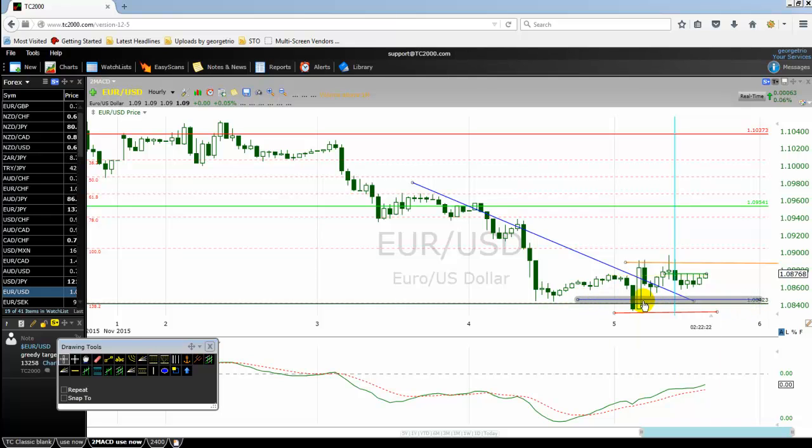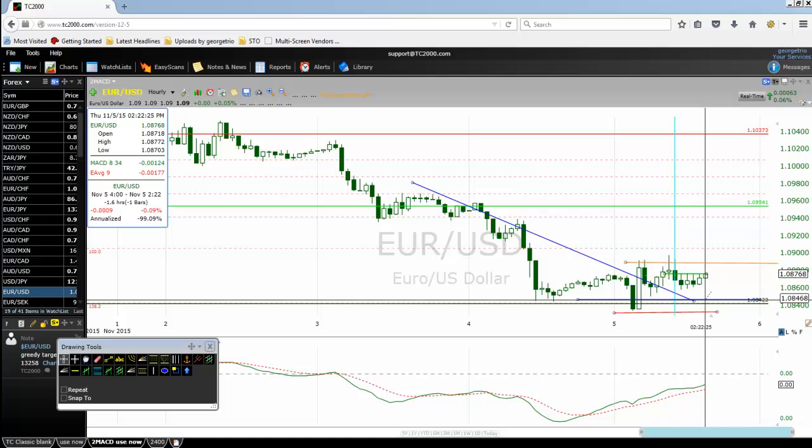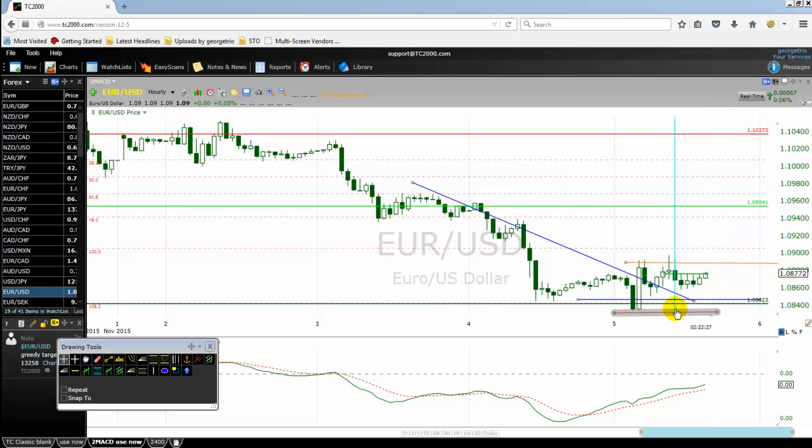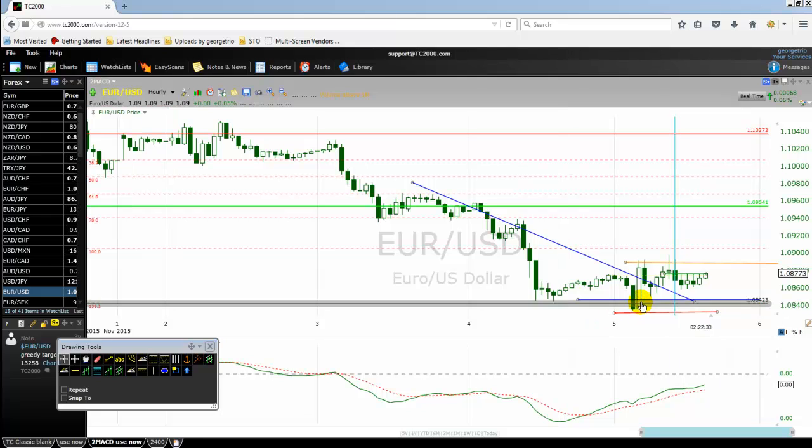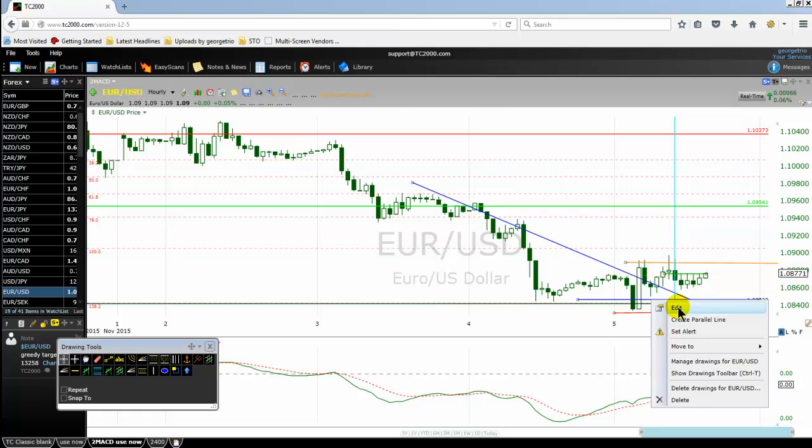10846 for the euro. That's my stop loss. This one here. The first stop loss was at 10833. That's the red line here. I'll color my second stop loss pink.